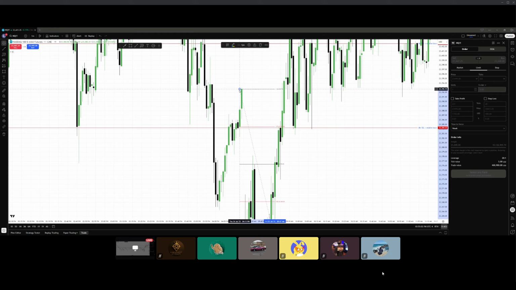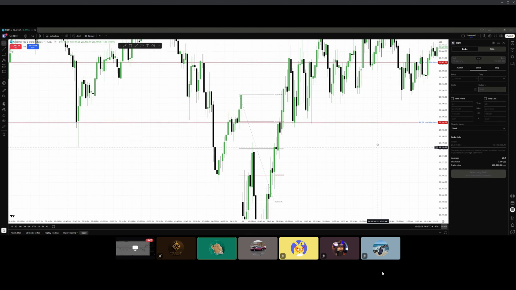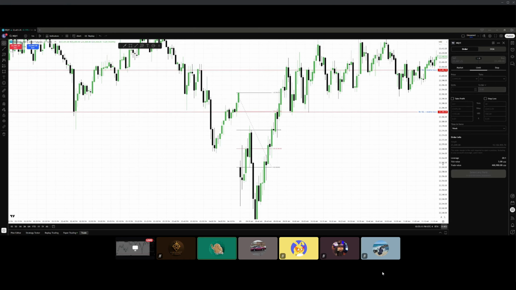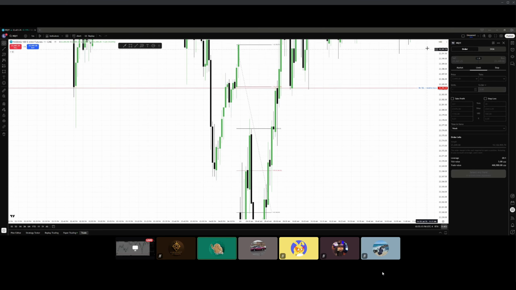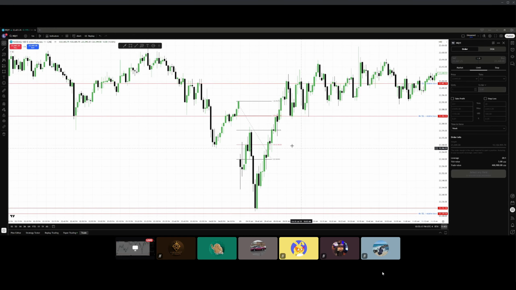Well, for some reason I thought it tapped off 50% perfectly on Friday. Oh, that's probably because I had it drawn like this. I didn't have it zoomed in. So it came down, failed to take sell side. So the market then moved to the buy side. And it got to the 50% mark and it stayed underneath it.